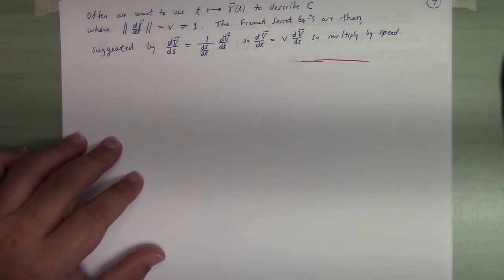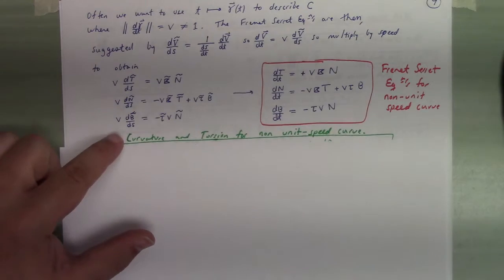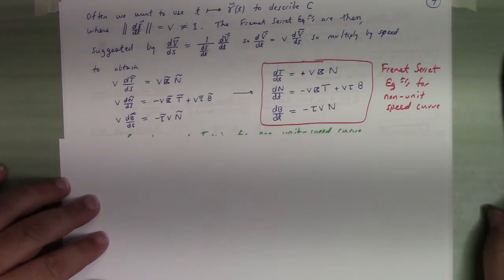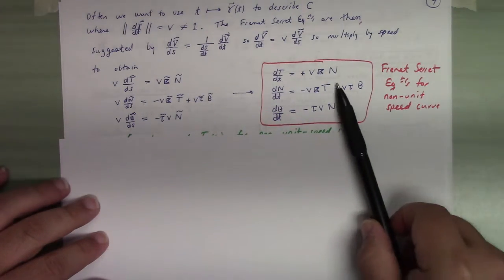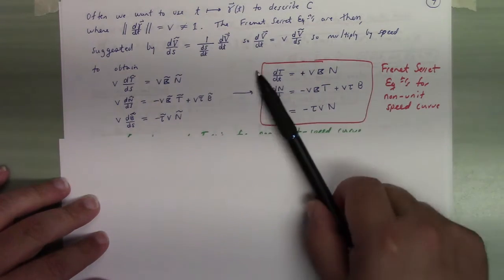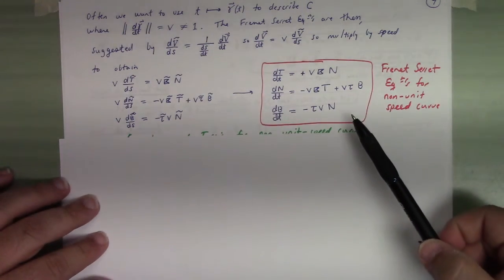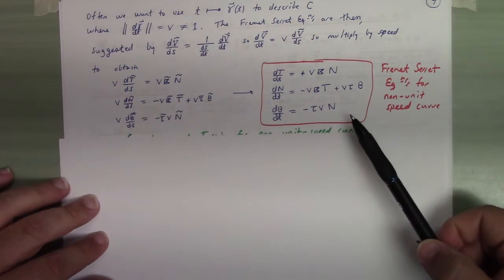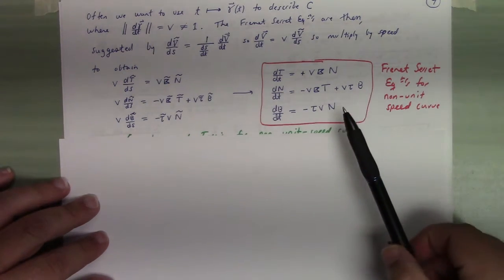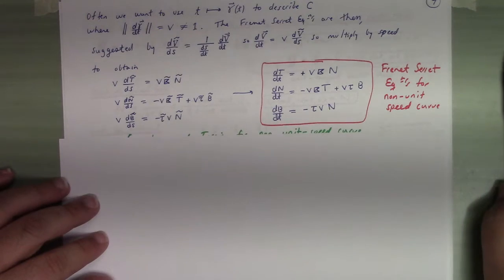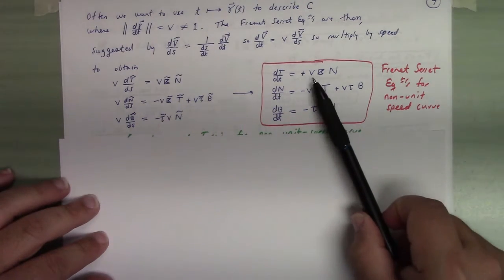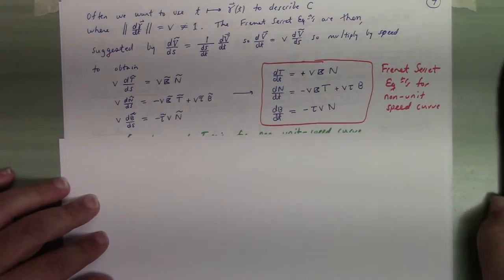So if I take the Frenet-Serret equations and multiply them by speed, I get the Frenet-Serret equations for non-unit speed curves. So here's what we actually tend to use to calculate, because honestly, folks, I don't like to parameterize with respect to arc length. Parameterizing with respect to arc length is kind of a drag, so it's more fun to use these equations. There's just an extra speed in each one of these, all right?